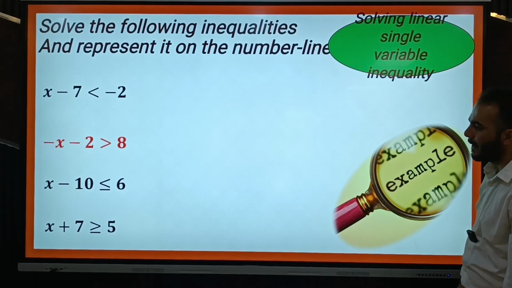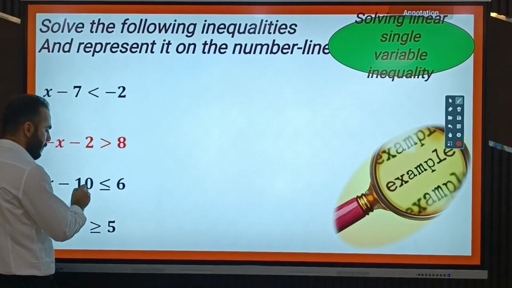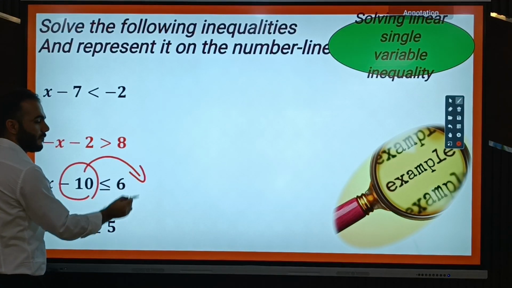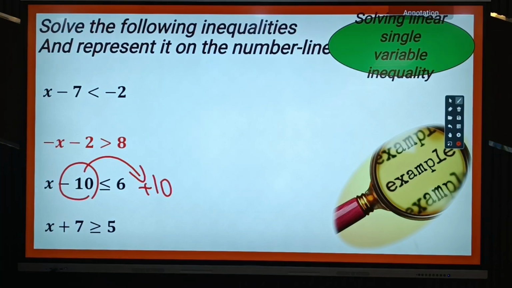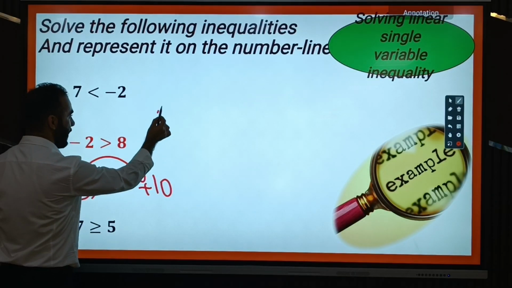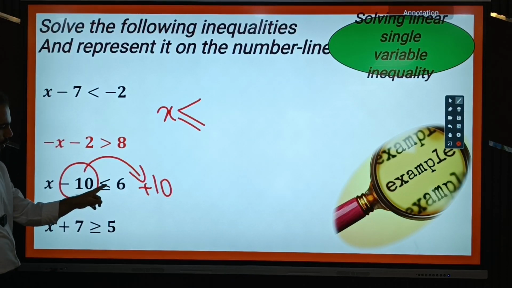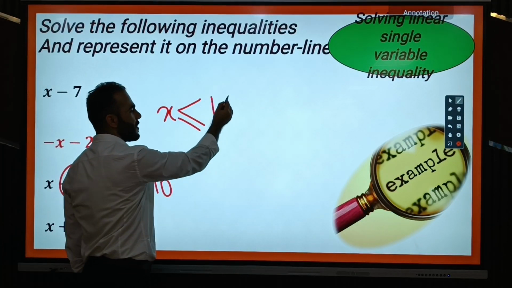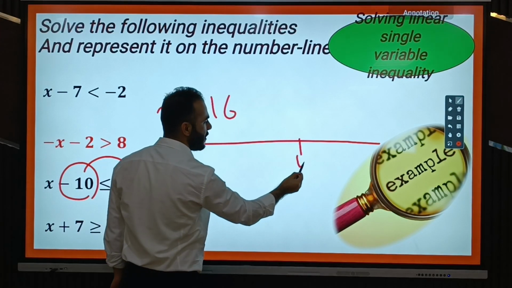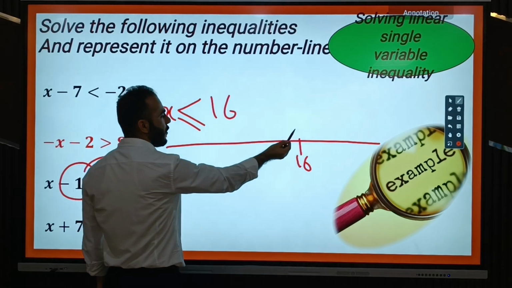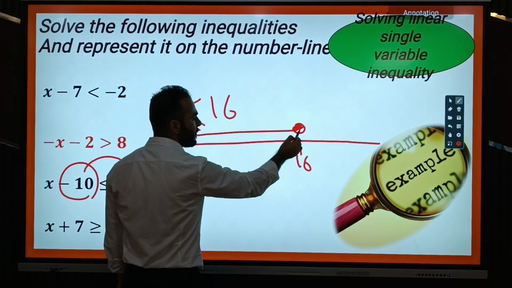How about the third one? So x minus 10 less than or equal to 6. Move this number to the other side. It would become positive 10. Right? So then we are going to have x less than or equal to. Be careful, huh? Less than or equal to. 6 plus 10, 16. Okay? And then we are going to have our number line. So 16 is here. Our x's are all less than or equal to. So we need to fill it.